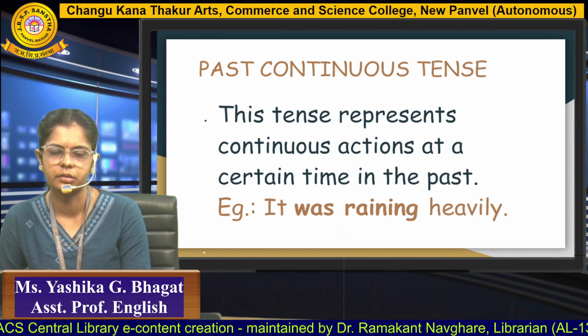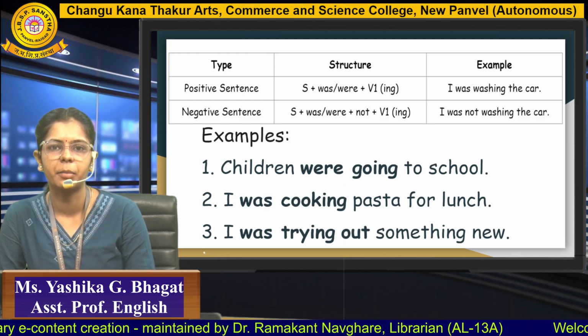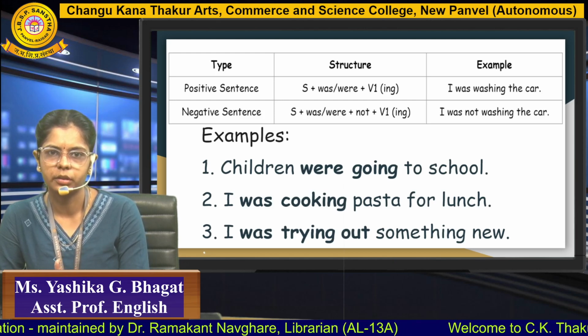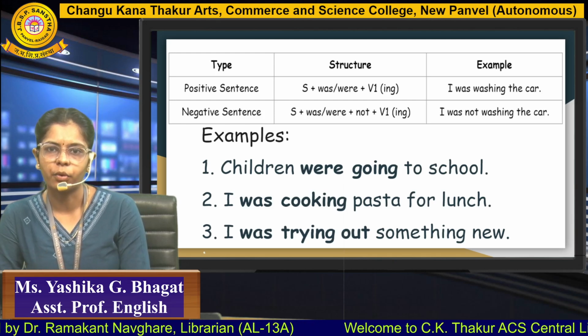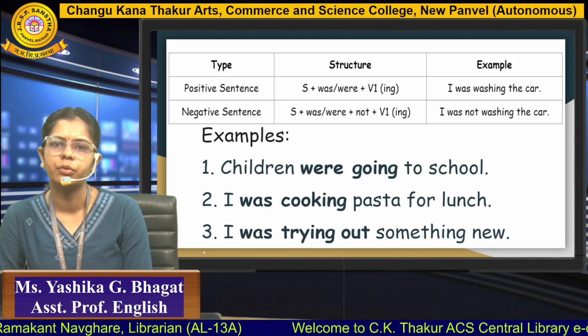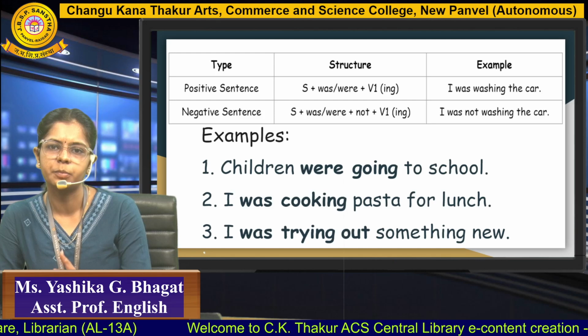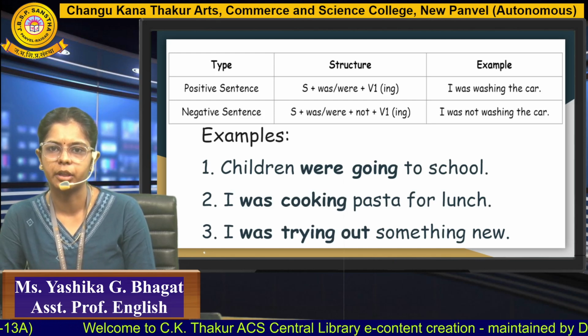For more clarity, here we have the structure of a sentence in the past continuous tense. Subject along with was or were as the helping verb plus an action verb in its ing form. For example, I was washing the car. I being the subject, was is the respective helping verb that goes along with I, and washing is the V1 ing form.